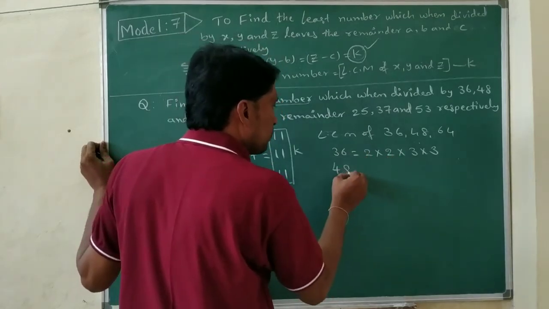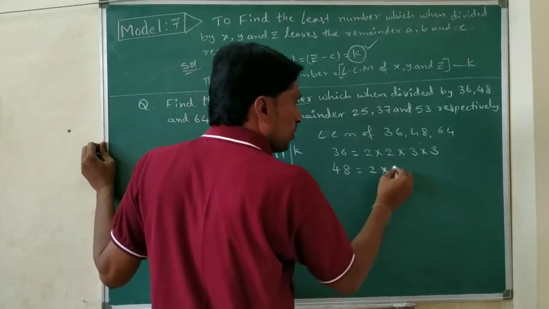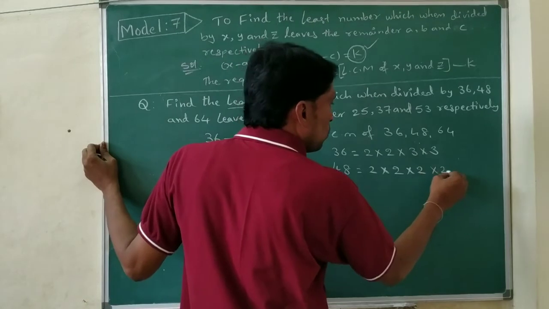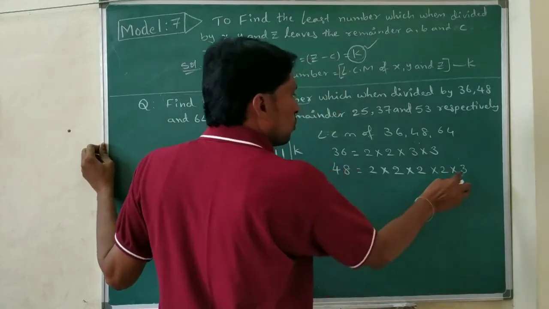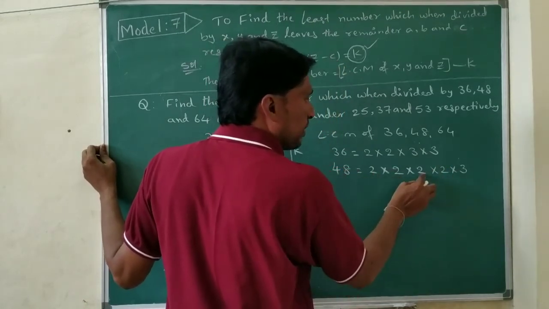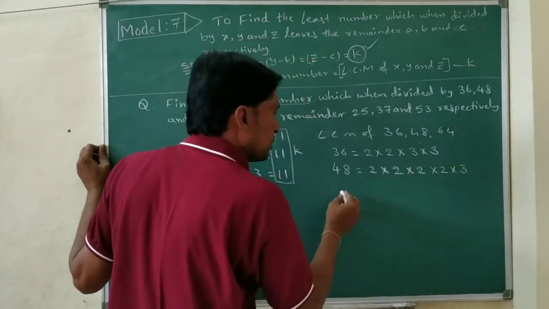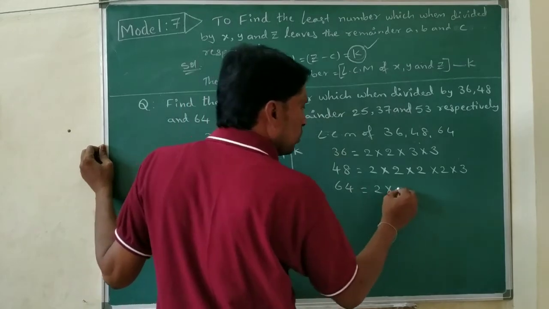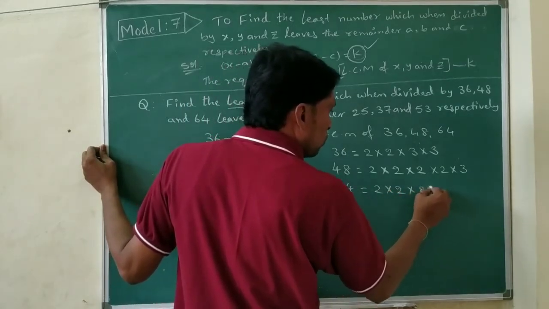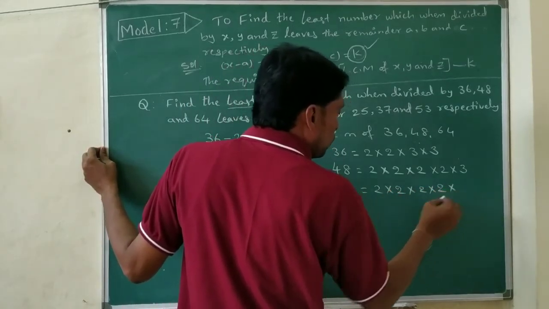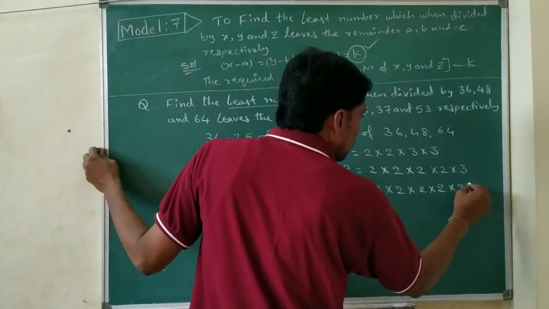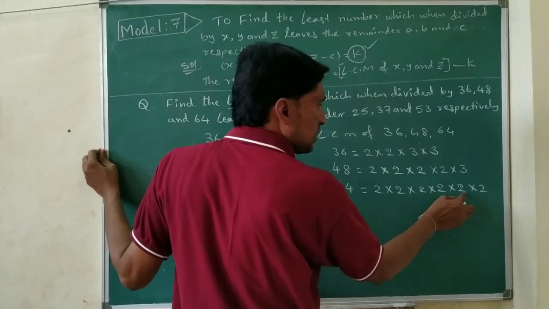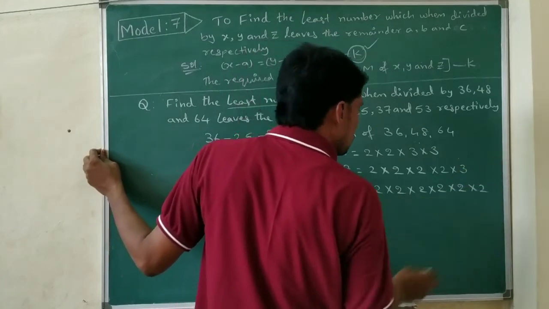For 48, we take 2 into 24, 2 into 12, 2 into 6, 2 into 3. So 2 to the 4, and 3: 2, 4, 8, 16, 16 into 3 is 48. For 64, we take 2 into 32, 2 into 16, 2 into 8, 2 into 4, 2 into 2, so 2 to the 6: 4, 8, 16, 32, 64.